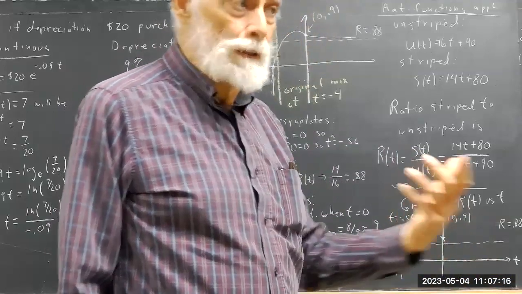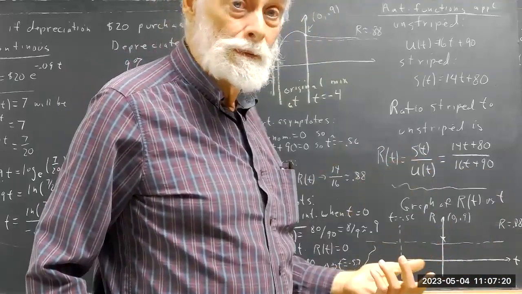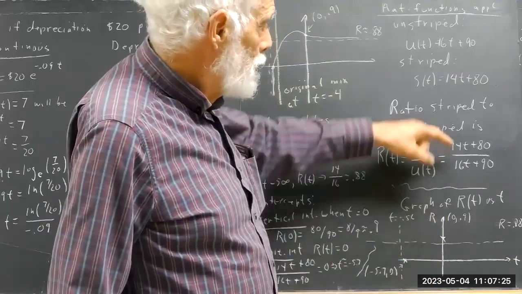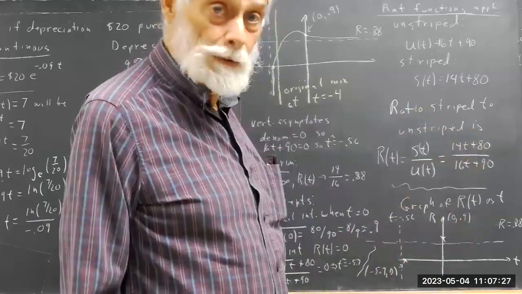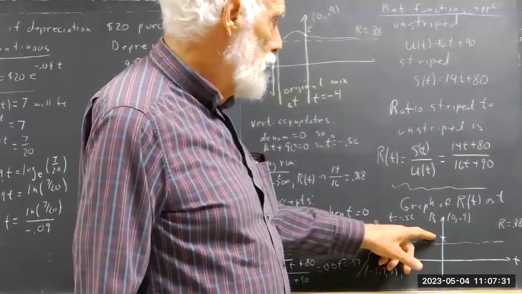How do you graph a rational function? You first find intercepts. So if T is 0, you're going to get just plain old 80 over 90. That's the ratio we have now. So I'm going to say that that ratio is about 0.9.